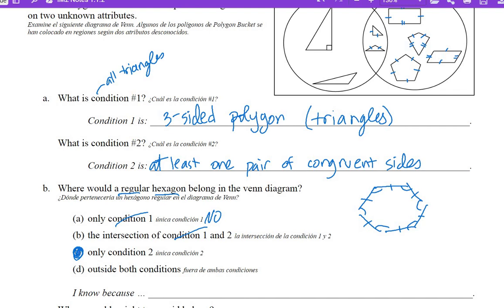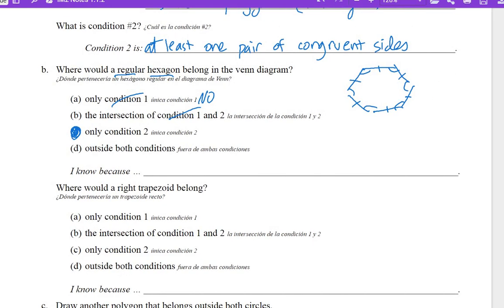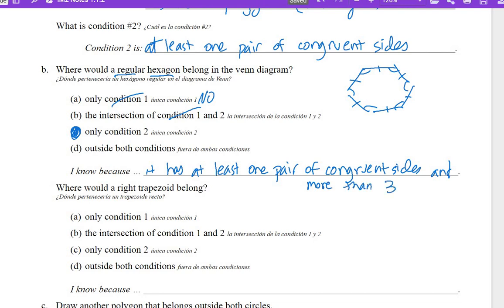I know because it has at least one pair of congruent sides and more than 3 sides. Okay.